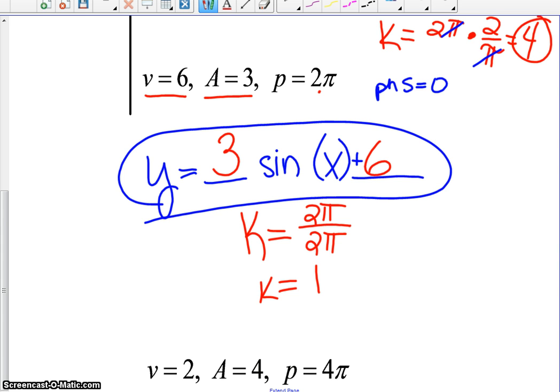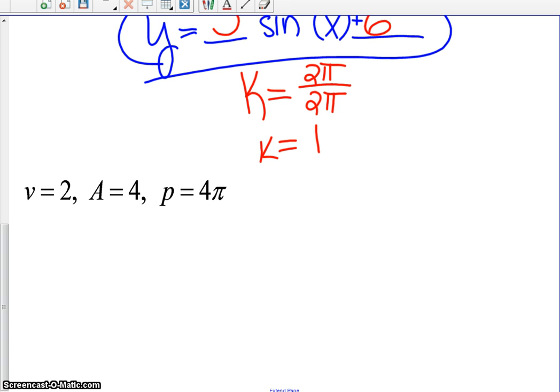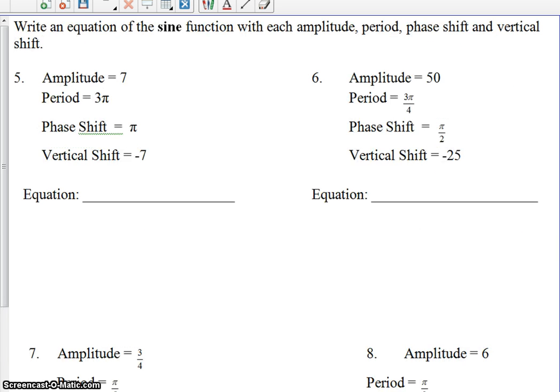Okay? One more. Let's see if we can even go down a little bit further. Now we're looking at, again, we assume that we have no phase shift. You know what? I'm going to go ahead and skip this. I'm going to do number 5 in the example.